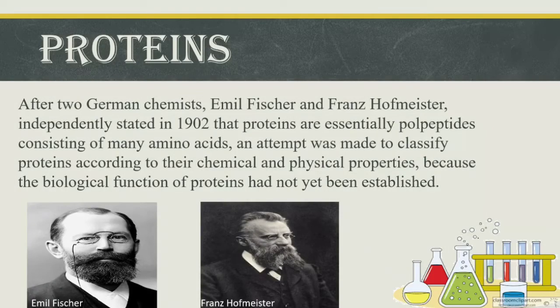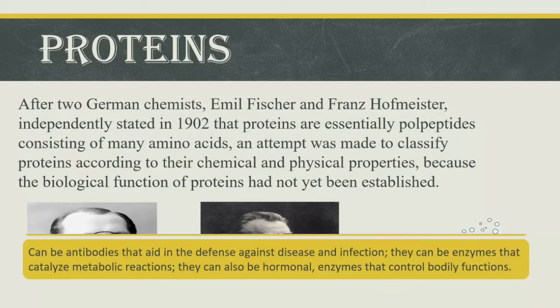After two German chemists, Emil Fischer and Franz Hofmeister, independently stated in 1902 that proteins are essentially polypeptides, consisting of many amino acids, an attempt was made to classify proteins according to their chemical and physical properties, because the biological function of proteins had not yet been established.